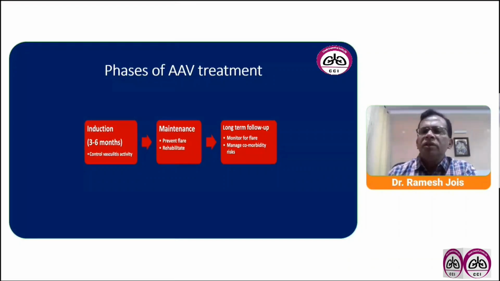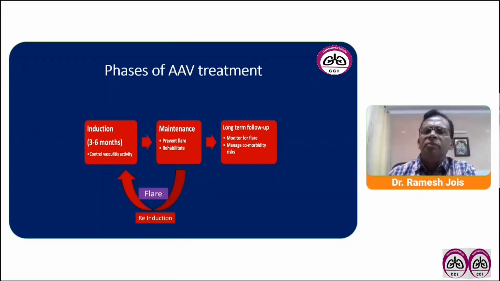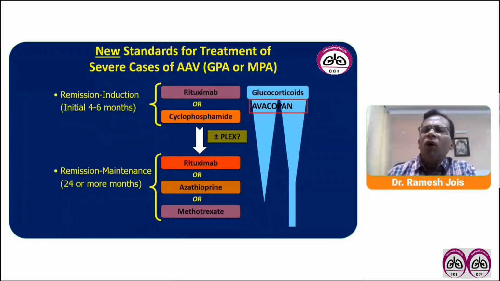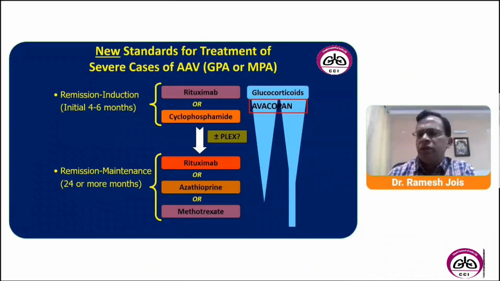Just a quick word about modern therapy for ANCA vasculitis. We have an induction phase which goes anywhere between 3 to 6 months, which is important to control the aggressive inflammation. Then we have a maintenance phase that is important to prevent flares, and then there is long-term follow-up. These are diseases where people frequently relapse. So when a patient flares up, we have to re-induce the patient, whether the flare is in the same organ or a different organ. The modern treatment of vasculitis involves remission induction, and two drugs are used, either rituximab or cyclophosphamide.